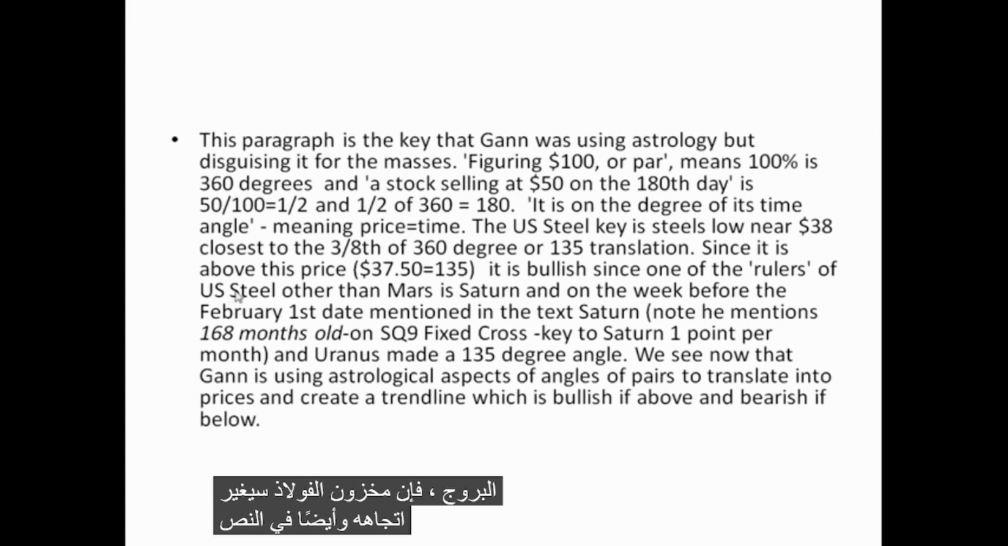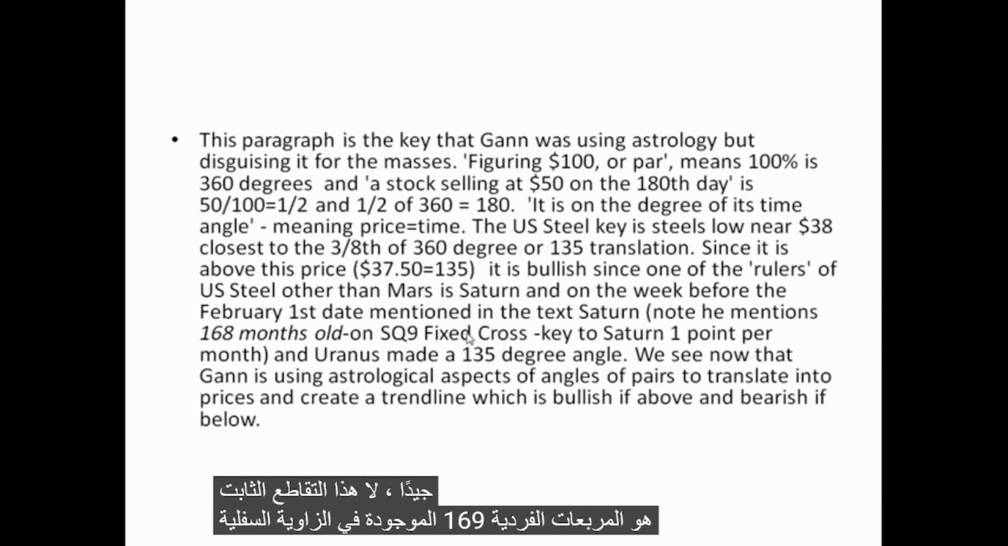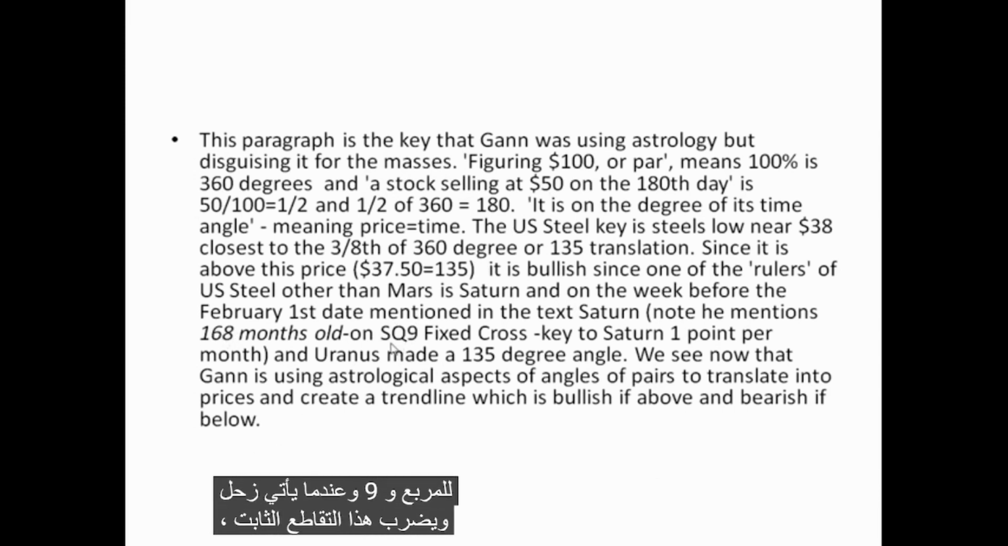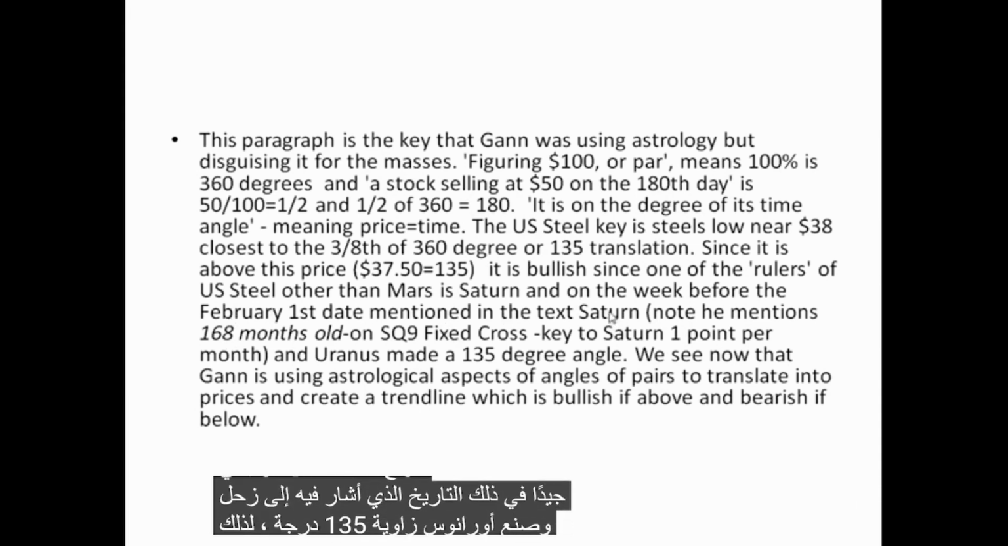And he also, in the text, the 135 angle, he was mentioning it was 168 months old. Well, note, that's the fixed cross, the odd squares. 169 is on the lower left-hand corner fixed cross of the Square of 9. And when Saturn comes around and hits that fixed cross, you expect a major trend. Well, that date he referred to, Saturn and Uranus made a 135-degree angle.